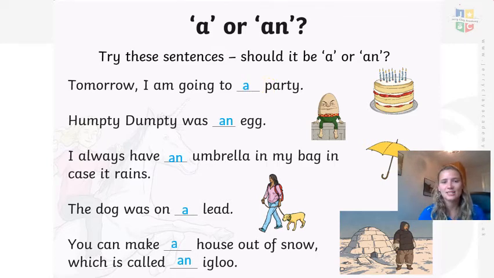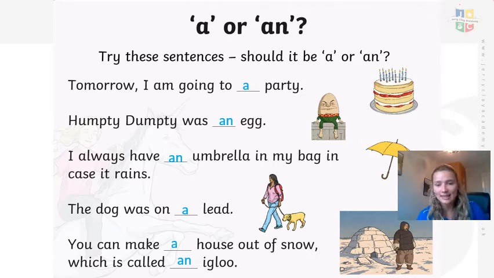Okay, so let's have a look. So tomorrow I'm going to a party. Humpty Dumpty was an egg. Remember, because egg starts with a vowel, so it has to be an. I always have an umbrella in my bag in case it rains. So remember, umbrella starts with a vowel, so it will be an.